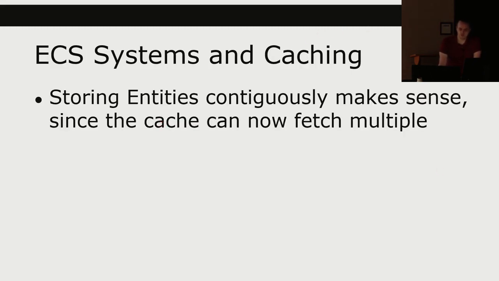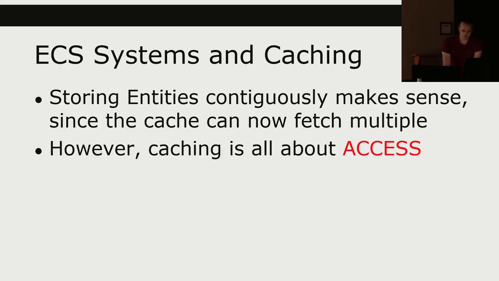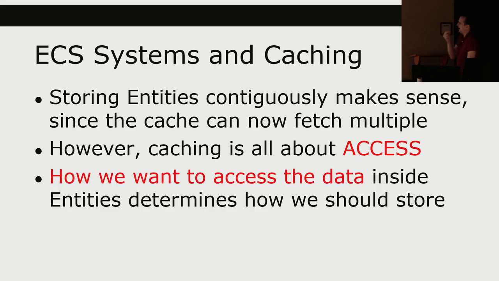Storing entities contiguously makes intuitive sense, since the cache can then fetch multiple of them. But the important thing is that caching is about access patterns. It's about how we access the data. So how we want to access the data inside entities determines how we should store the data. And in our minds, what we're doing is iterating over a bunch of entities. So of course we want entire entities in the cache, because I'm iterating over entities.